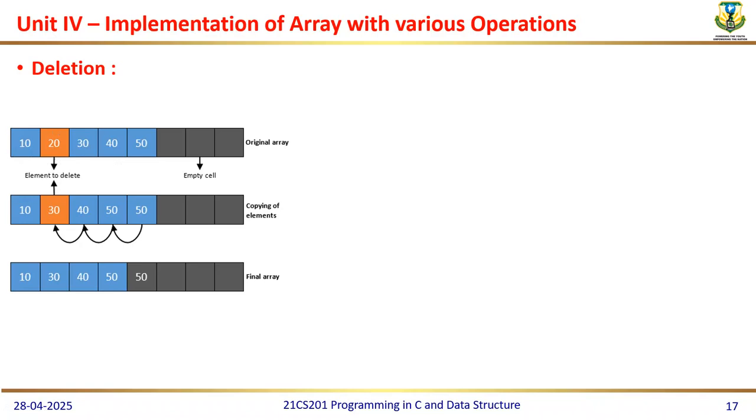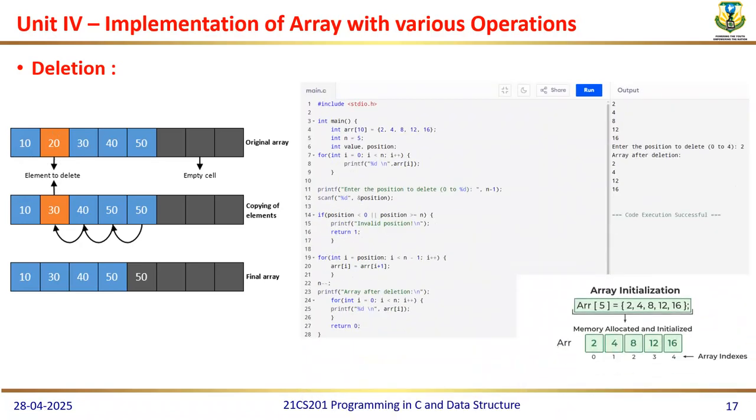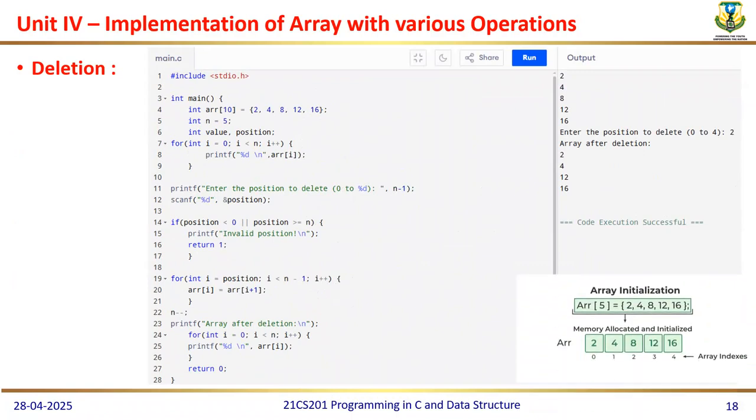Understand? So it is the opposite operation of insertion. See the example here. Deletion, for example: the second position value, 8, is to be deleted. What will happen? For deletion, the 12 should be moved to the second position. That means, see here, this value.